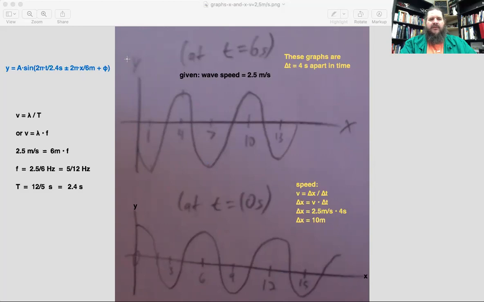But can you find a location on one graph and a location on the other graph that are 10 meters apart and the same type of point? If we take a look at 4 on which graph specifically? Or wait, no, 4 was the time. Can you identify a crest on one graph and a crest on the other graph, or a trough on one graph and a trough on the other graph, whose x values are exactly 10 meters apart?